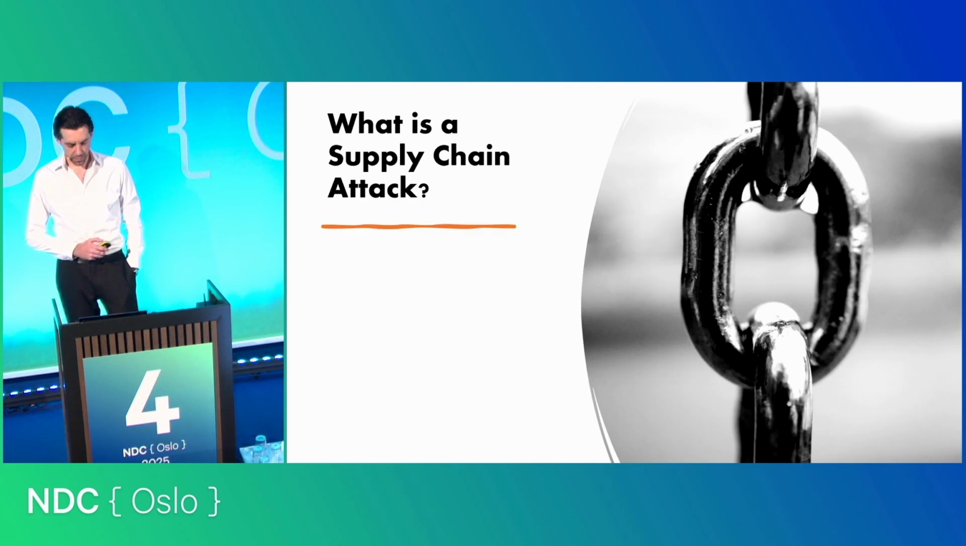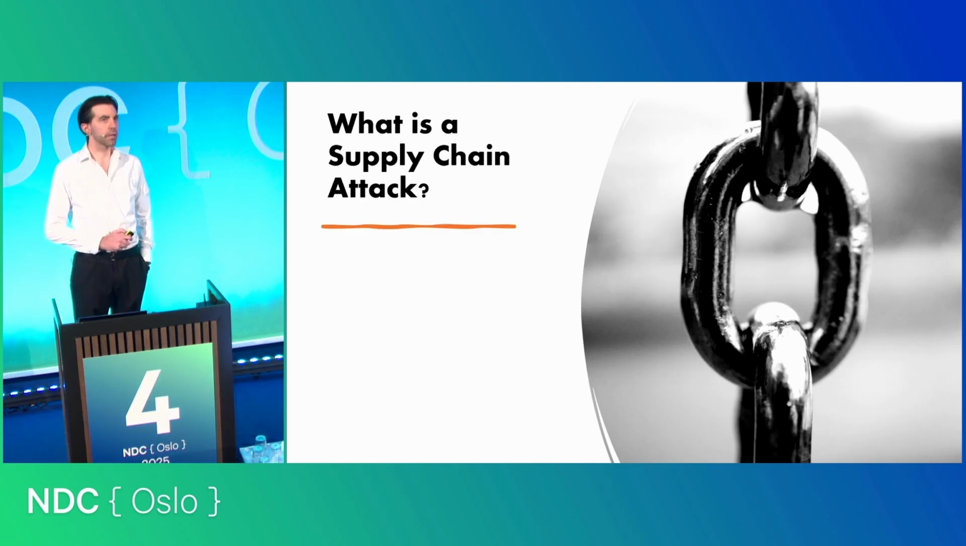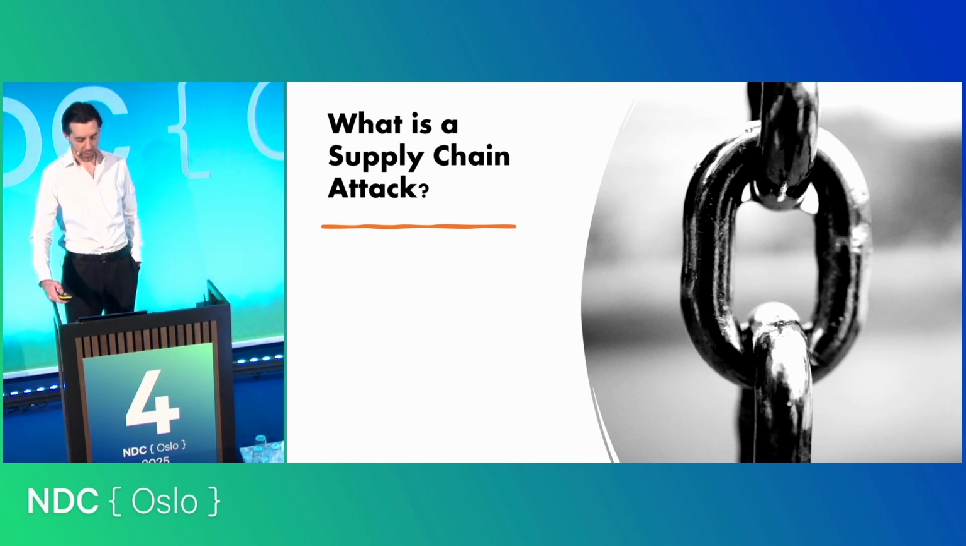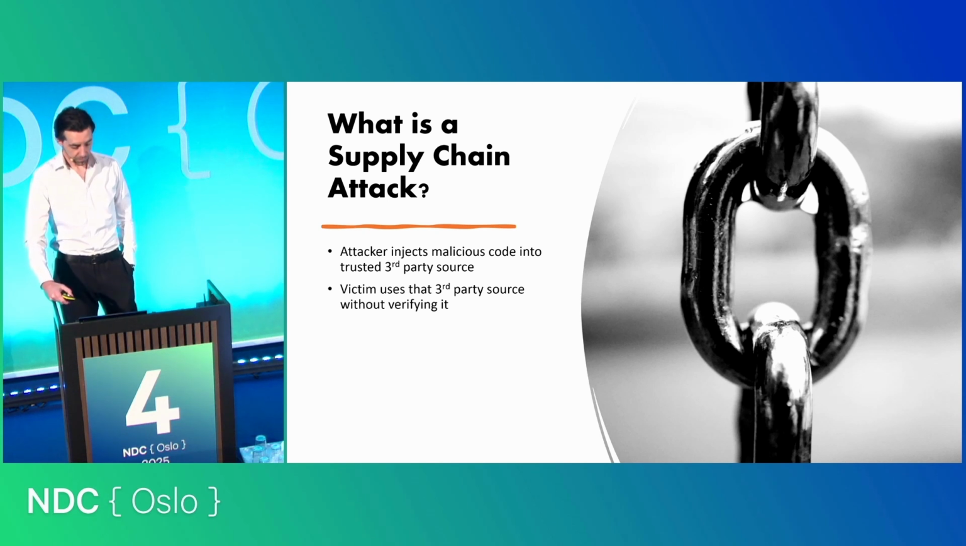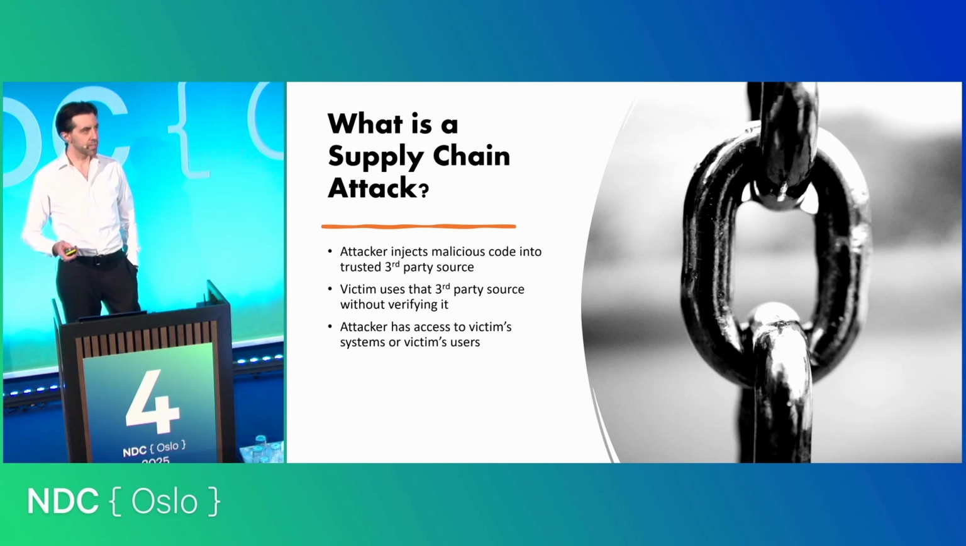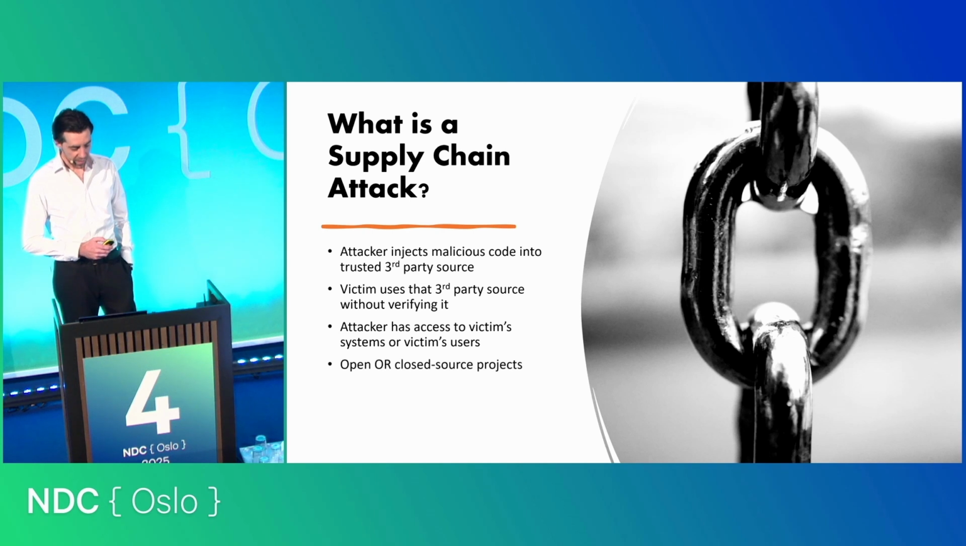And today I'm going to talk to you about supply chain attacks. I think most people nowadays are at least familiar with how these things work. But a quick recap, what is it? A supply chain attack is when an attacker injects something malicious into a trusted third-party source that you are using, or a dependency, we might call it. And the victim then uses that without verifying it first. So it gets injected into their system and then runs on their machines. And this allows the attacker to have access to the victim's systems or the victim's users, depending on how the attack is done. This can happen with both open and closed source projects.